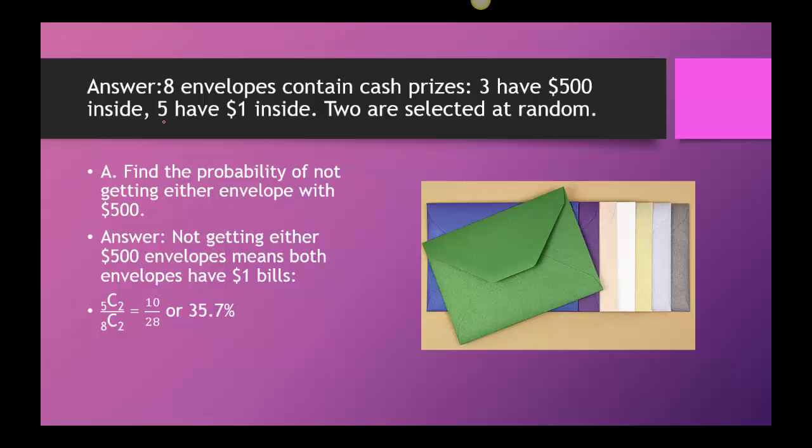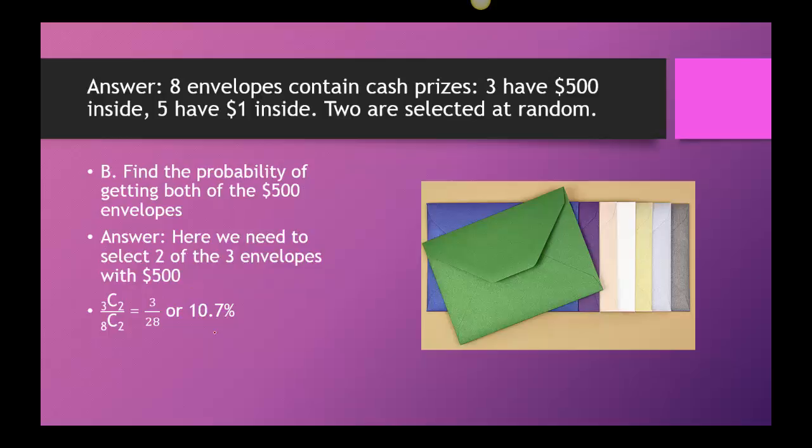So from these 5, I'm going to pick 2 of them. So 5 choose 2 gives me 10. And I just compare that to how many ways could I pick 2 from the 8 total envelopes. So there are 10 ways to get something that's not $500, and there's 28 ways just to pick 2 cards. So it says there's a 35.7% chance that you could pick 2 cards and not get $500 in either one of them.